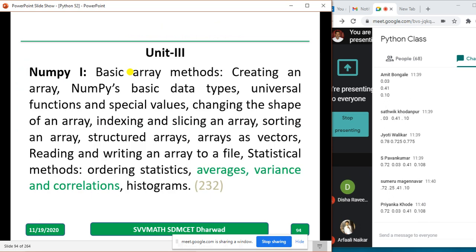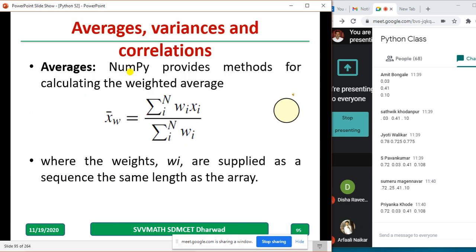Now we are going to discuss averages, variance, correlations. I don't know how much you are remembering variance, correlations and all, but how to calculate, which function we can use, that we are going to discuss. Instead of discussing what is the meaning of variance, how to calculate, etc., thinking that all of you know those things. But we'll show you the equation.